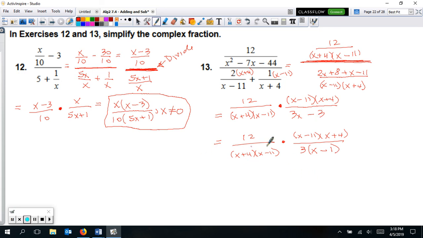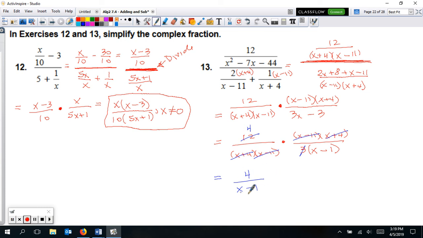Okay, so now I can kind of simplify with cross canceling. X plus 4 crosses out with this x plus 4, x minus 11 crosses out with that x minus 11. The 12 and the 3 can also cross cancel, so 3 crosses out completely. 3 goes into 12 4 times, so that's going to be 4 up here. So our final answer is going to say 4 on the top, and then the only thing on the bottom is an x minus 1.